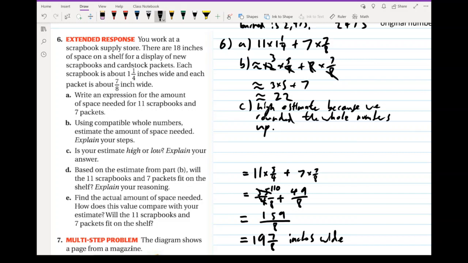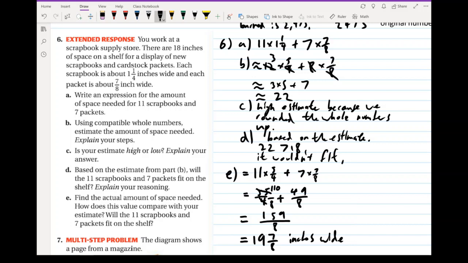Will it fit? Well, with the high estimate, we don't know if that actually fits. Well, based on it, it shouldn't fit because 22 is way more than 18 inches. And so, based on the estimate, 22 is bigger than 18, so it wouldn't fit. Then find the actual amount. That will be E over here.